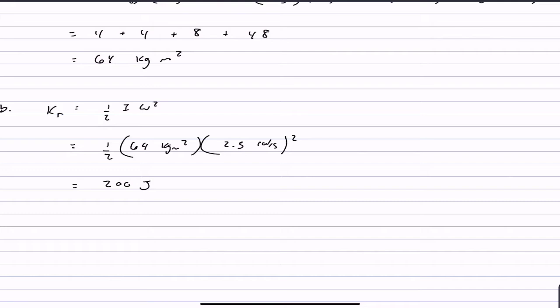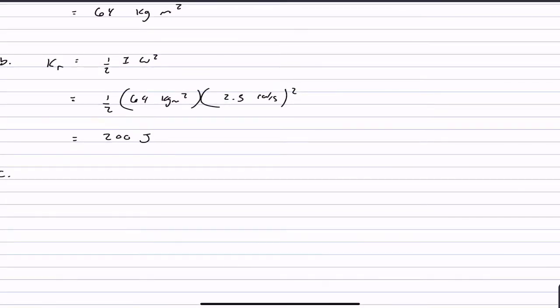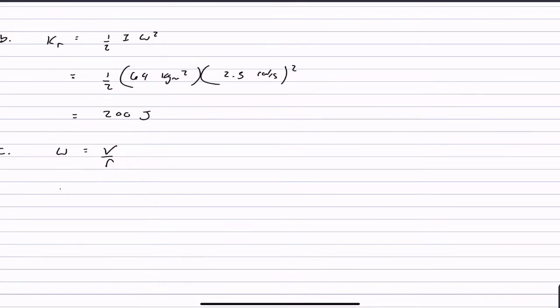Part C, what is the tangential speed of each of the 4 particles? Okay, well, let's recall that omega is equal to v over r, where omega is angular speed and v is your linear or tangential speed. We call it tangential speed, right? So that means that tangential speed is going to be r times omega.